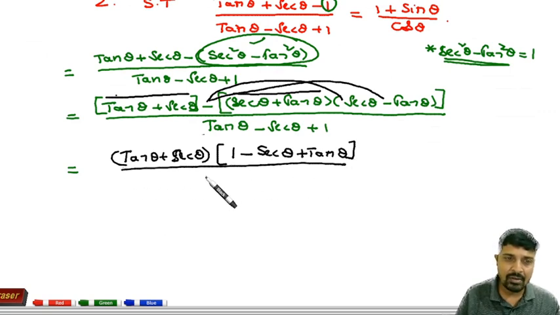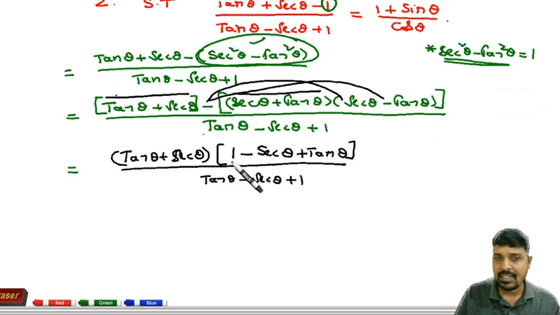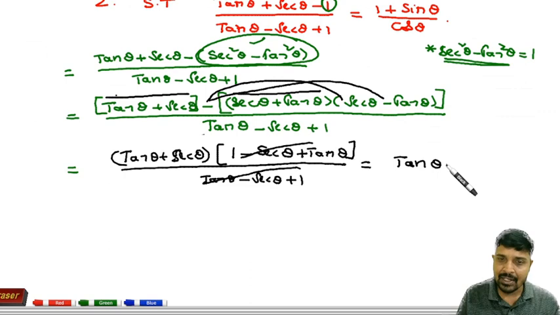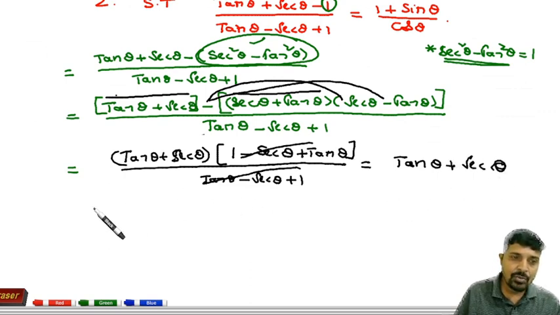over tan theta minus sec theta plus 1. See, this is 1 minus sec theta plus tan theta. These two are identical terms, in the numerator as well as the denominator, so we can cancel them. Here we are going to have tan theta plus sec theta. So what is tan theta?